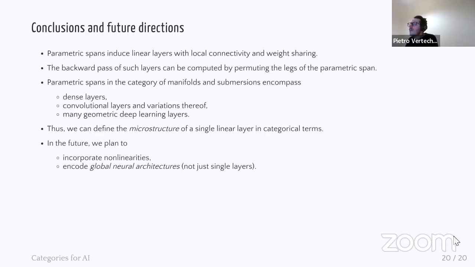And so this is where we are so far. But in the future, we plan, first of all, to incorporate nonlinearities, because our limitation was a bit artificial to only work with linear layers, and to try and use the same formalism of the parametric span to encode a global architecture, so not just the single layer, but the whole network as a parametric span, which we're optimistic about, because traditionally the whole network was a weighted graph. So we think the same should hold for parametric spans.